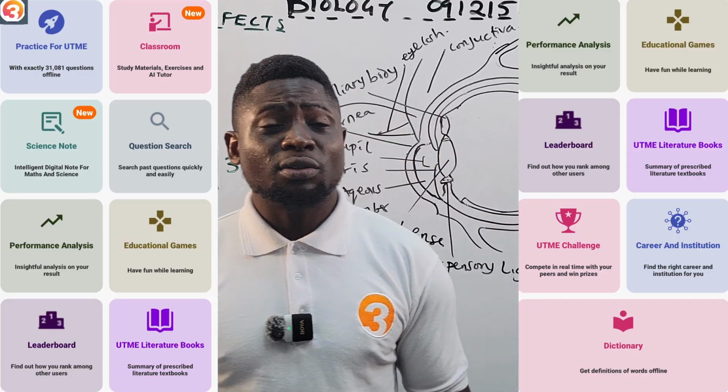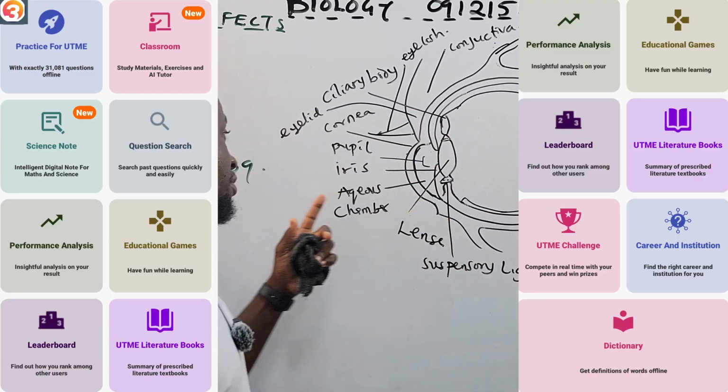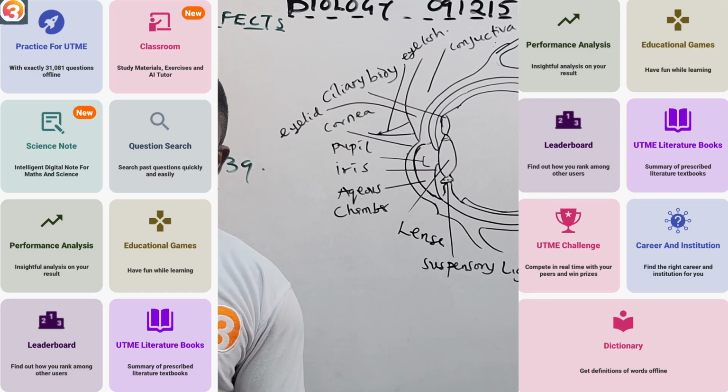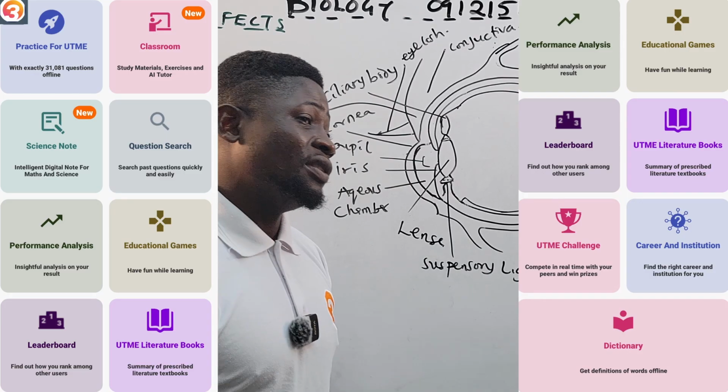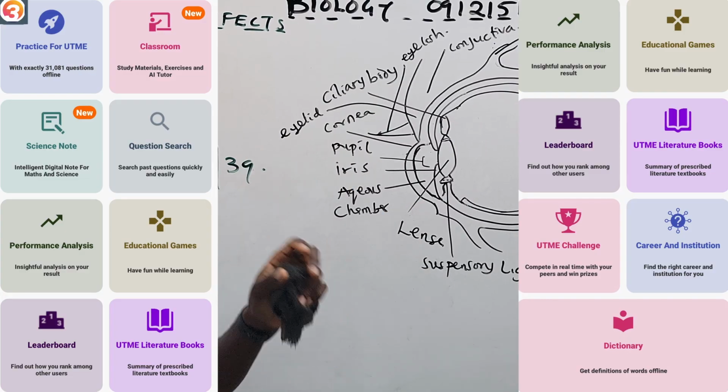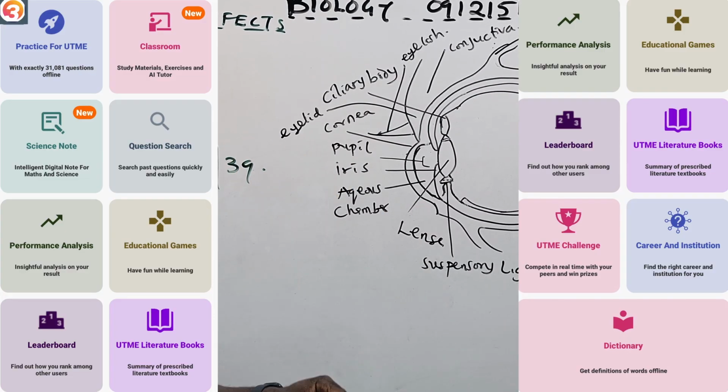There's also a question search feature. Just like we searched for this question, we just go to the app, click on question search, click on the subject biology, and type eye. Once you type eye, all the questions that JAMB has set from the beginning that have to do with the eye come out for us to answer. It is from them we're going to pick some to answer at the end of the class, so stay put.